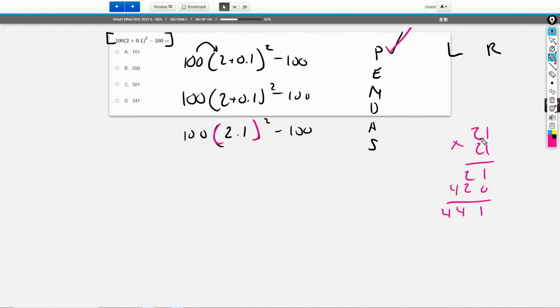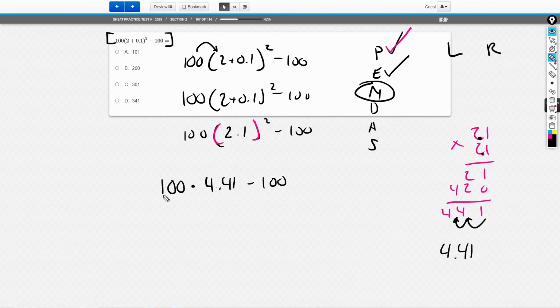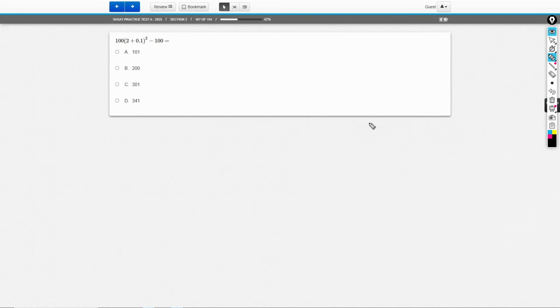And remember, we did 2.1. So we have to move our answer to the left by 1 and 2 decimal points to get 4.41. Okay? So now we have 100 times 4.41 minus 100. And remember, we just did exponents, so now we can do multiplication finally. So now we multiply this by 100, and we move the decimal point 2 units back to get 441 minus 100 to get 341 as our correct answer, which is going to be choice D.